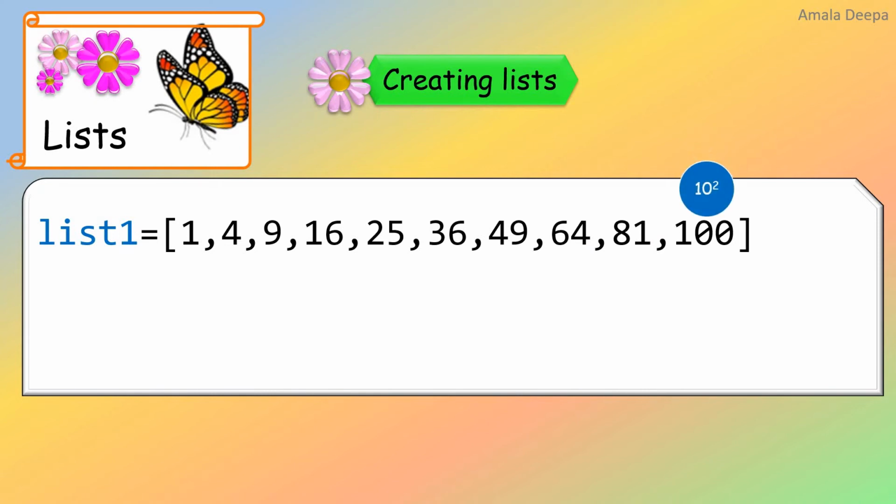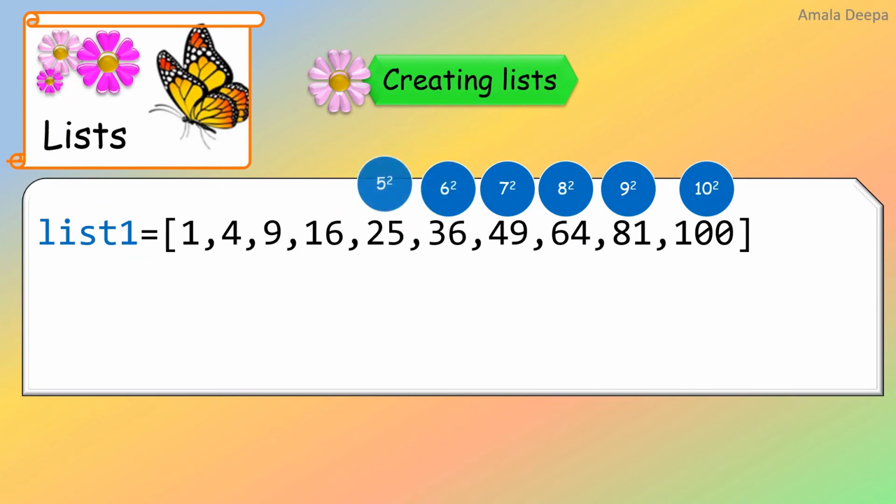100 is 10 power 2. 81 is 9 power 2. 64 is 8 to the power 2. 49 is 7 power 2. Yes, they are square numbers. Is it not? Starting from 1 squared, 2 squared, 3 squared, 4 squared, 5 squared, 6 squared, 7 squared, 8 squared, 9 squared and 10 squared. Look at these values.